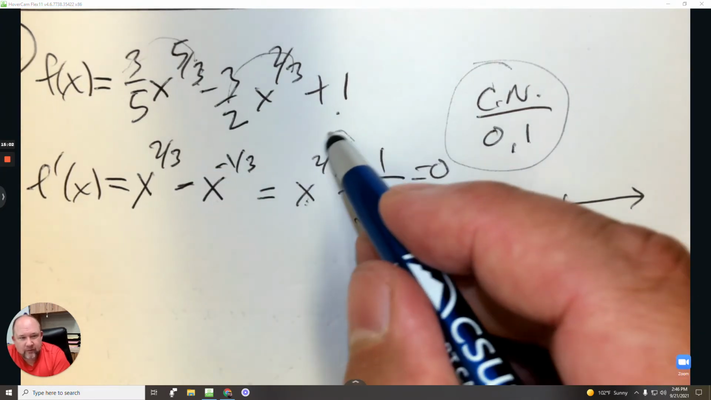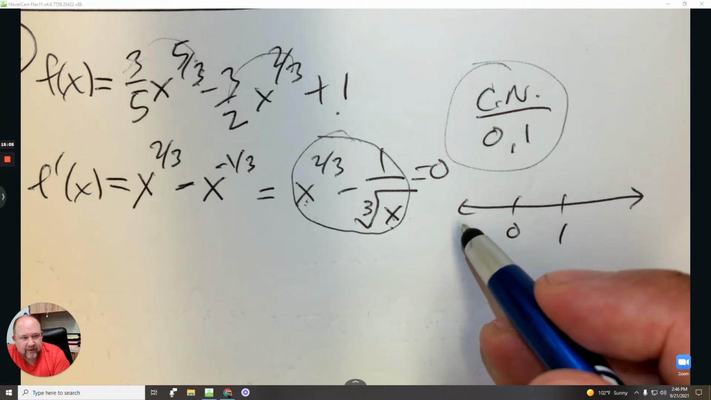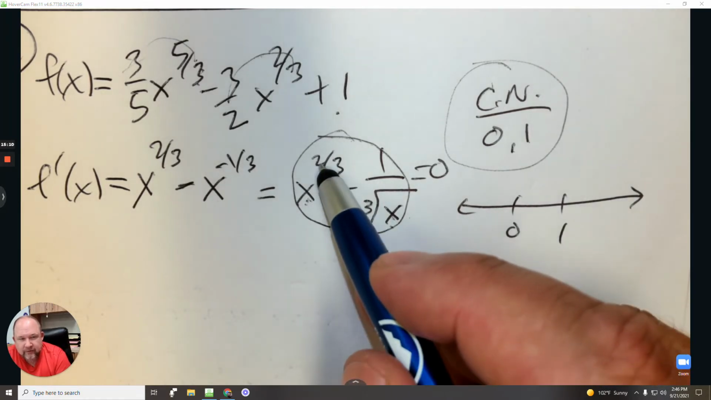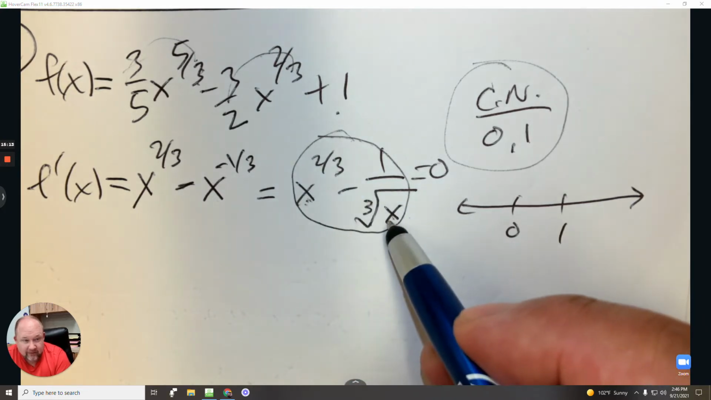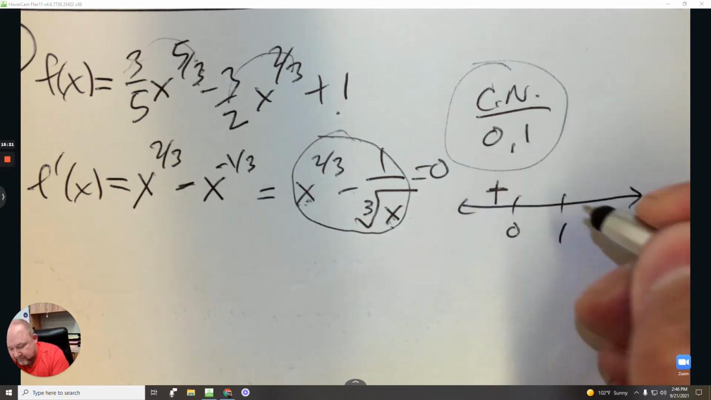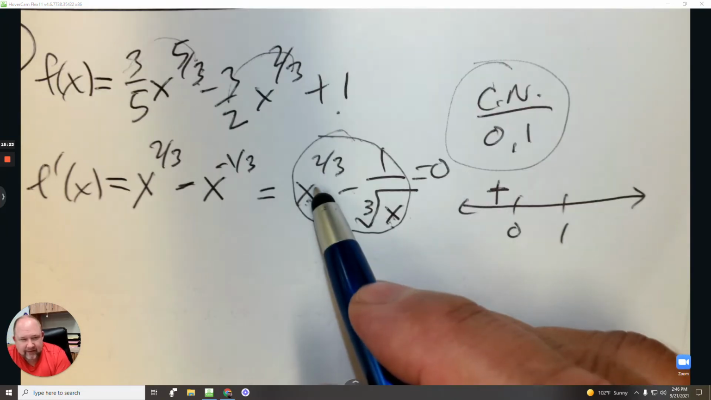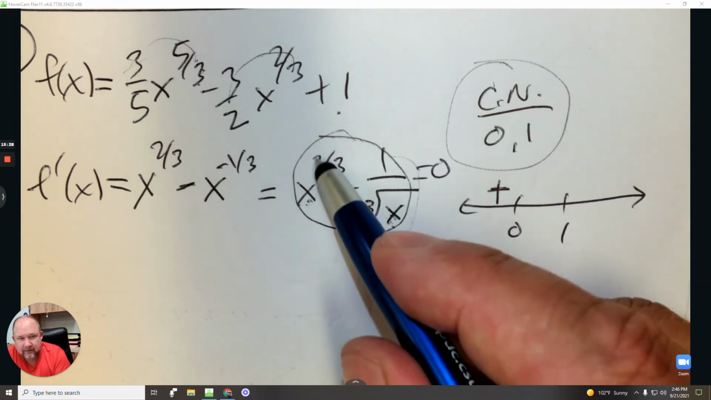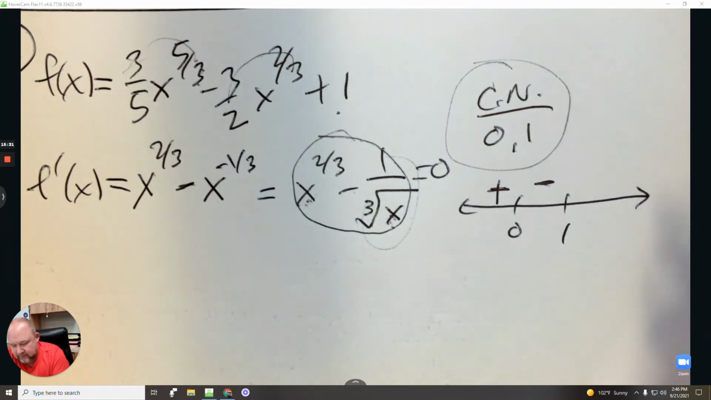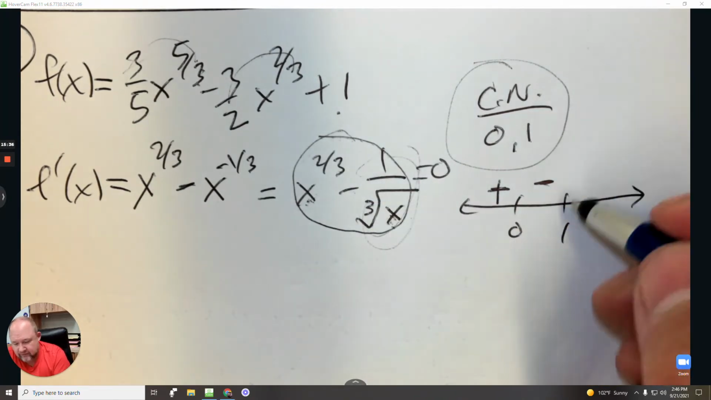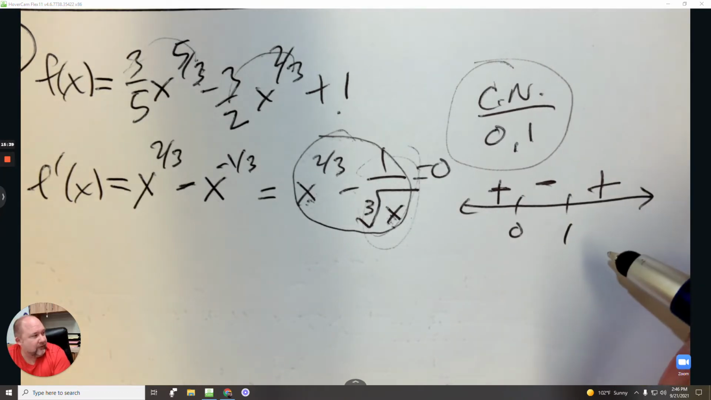This is what I'm going to use right here to see if it's positive or negative. If I plug in a negative number, if you cube root it and square it, it's a positive number. Here, if you plug in a negative number, the cube root of a negative number is negative. So a negative times a negative is positive. So that's positive. If I plug in a fraction like a half, when I do the reciprocal, this is going to be larger than this. So therefore the answer is negative. And then if you plug in a number bigger than 1, this will end up bigger than this fraction. So the answer is positive. So those are the signs.